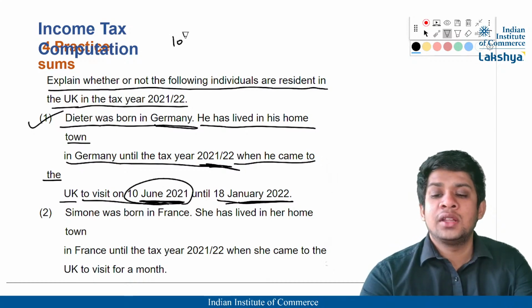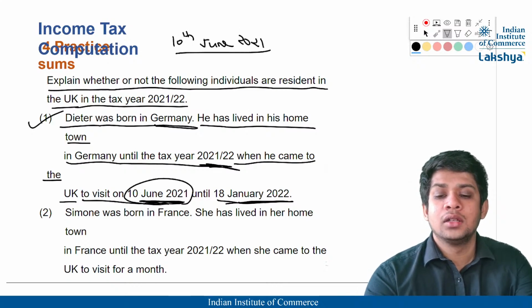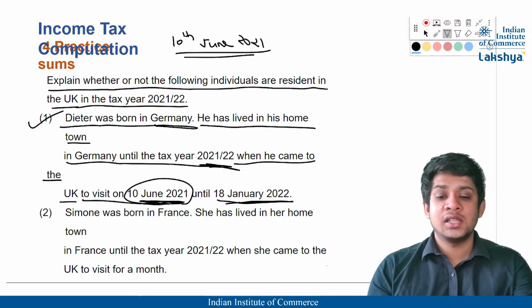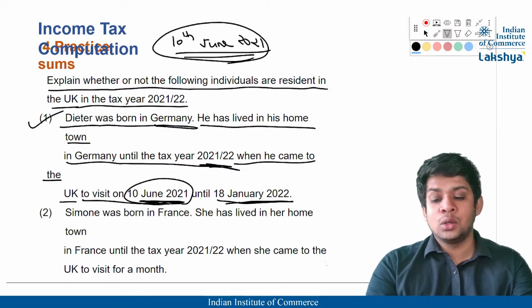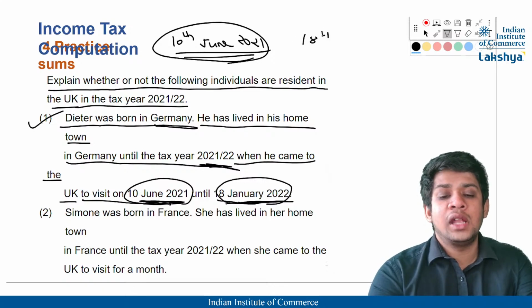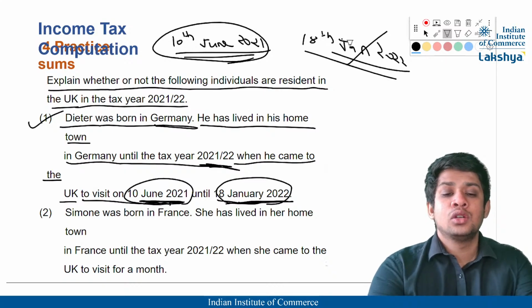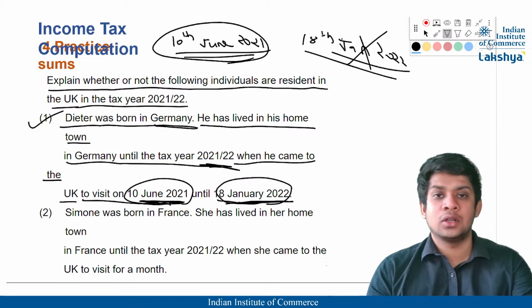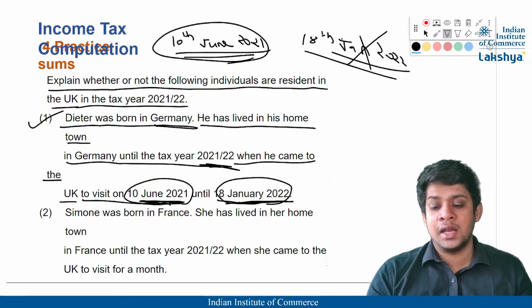So if he came on 10th June 2021, then in such a case he stayed the night of 10th June. So 10th June will be included while calculating the number of days, but he left on 18th Jan, right? So he left on 18th Jan. So obviously he must have not stayed the day or the night of 18th Jan. So the day of 18th Jan will not be included. Okay. So let us calculate now the number of days that he has stayed.